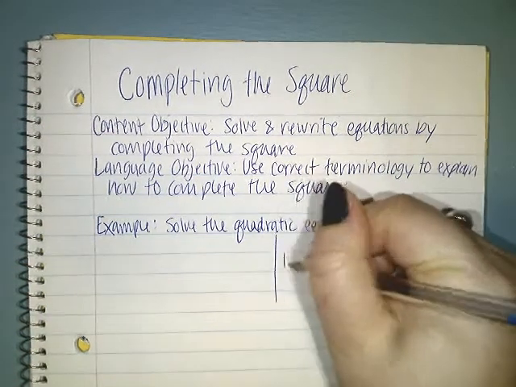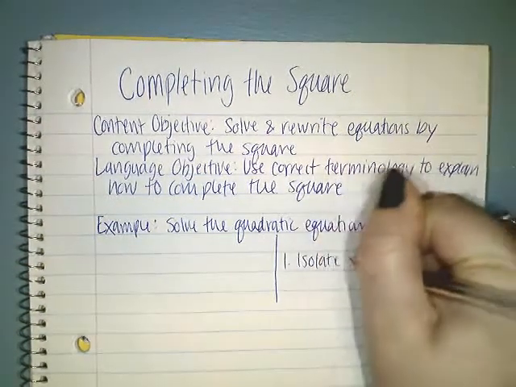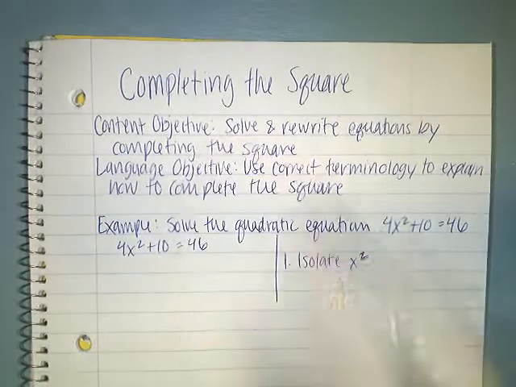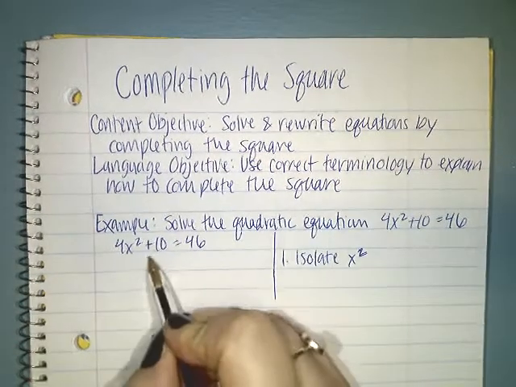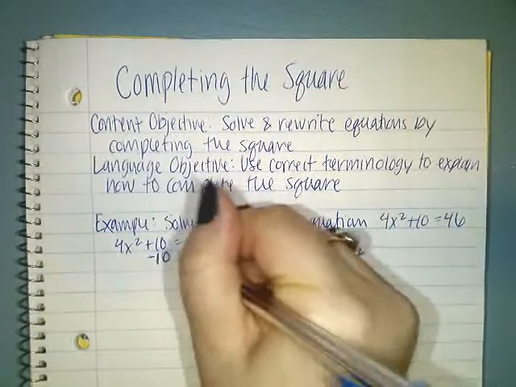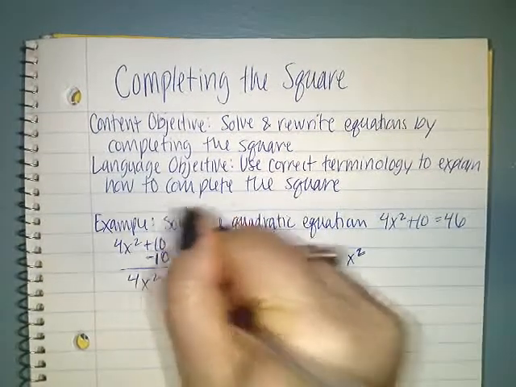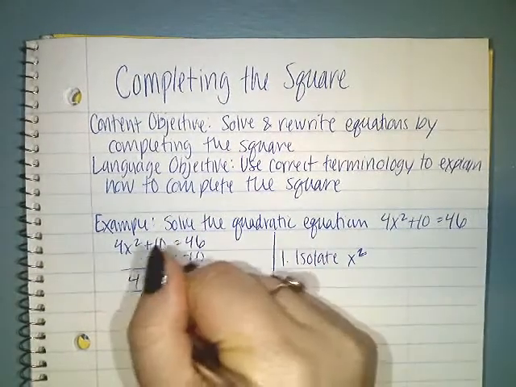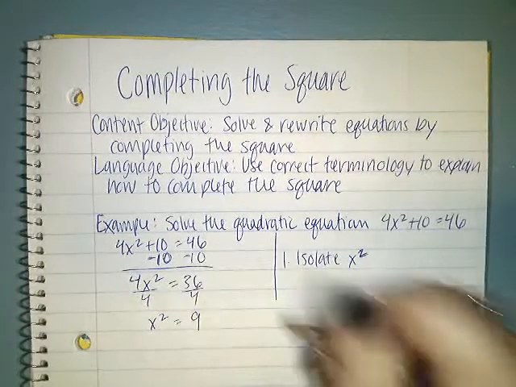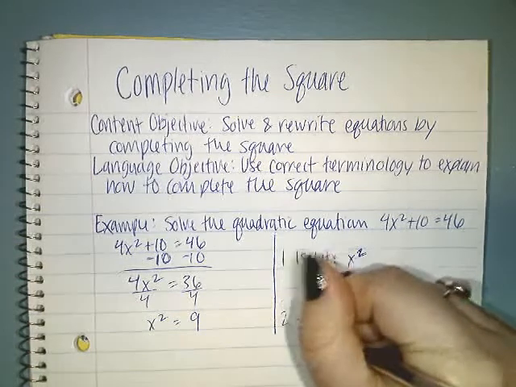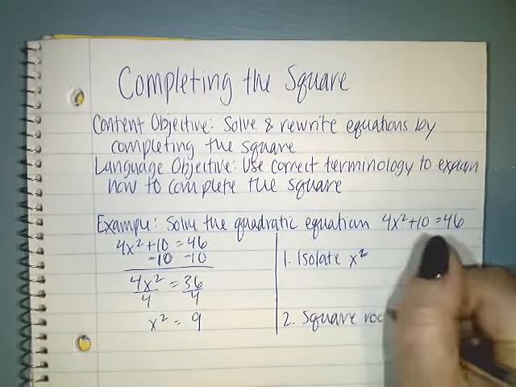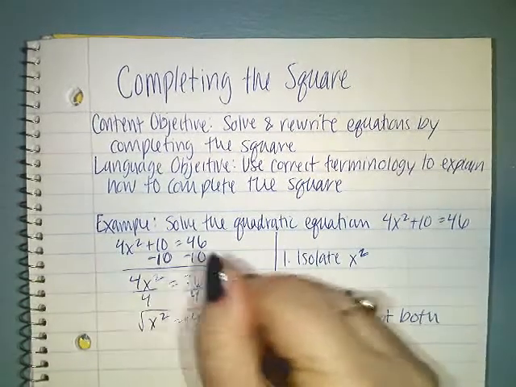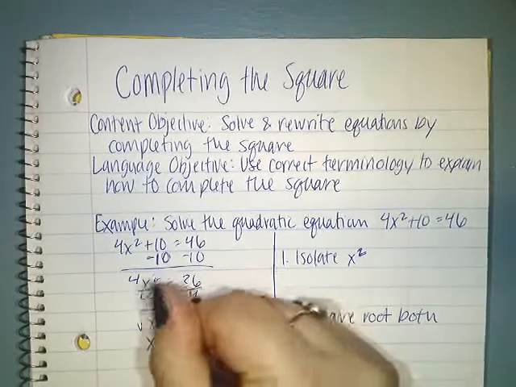So the way I'm going to solve this is first by isolating x squared. So I have 4x squared plus 10 equals 46. In order to isolate x squared, I'm going to first move 10. I'm going to subtract 10 from both sides, and I get 4x squared equals 36. I'm going to divide both sides by 4, and I get x squared equals 9. Then I'm going to square root both sides. And I get x equals plus or minus 3.